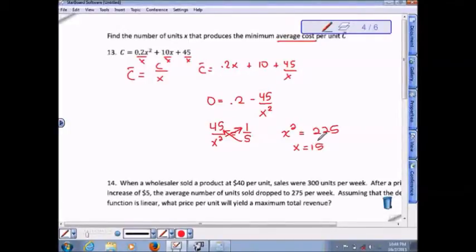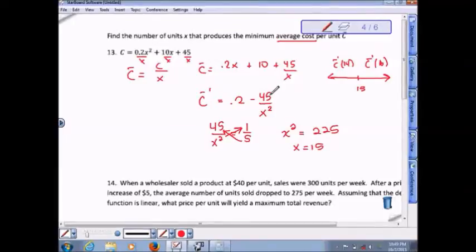and again, we're only considering the positive. The feasible domain for this problem is x has to be greater than or equal to 0 at least, because you can't produce a negative number of a commodity. So we do have to just show that this is indeed a minimum value. So if we were to take 15, and then we could find C bar prime of 14, for example, and C bar prime of 16, and see what's happening here.